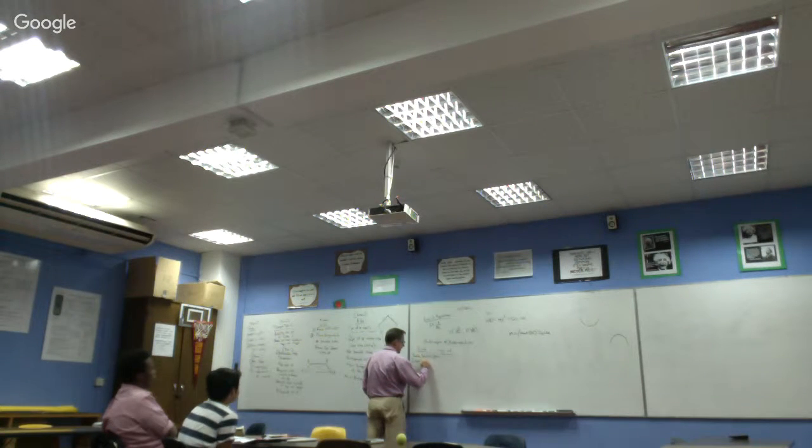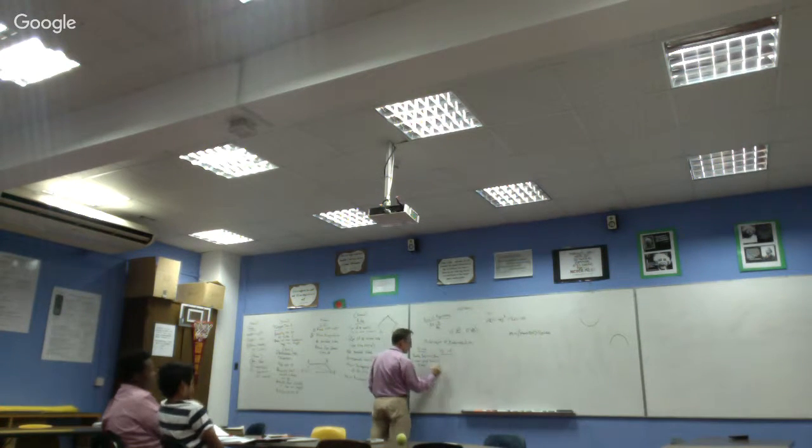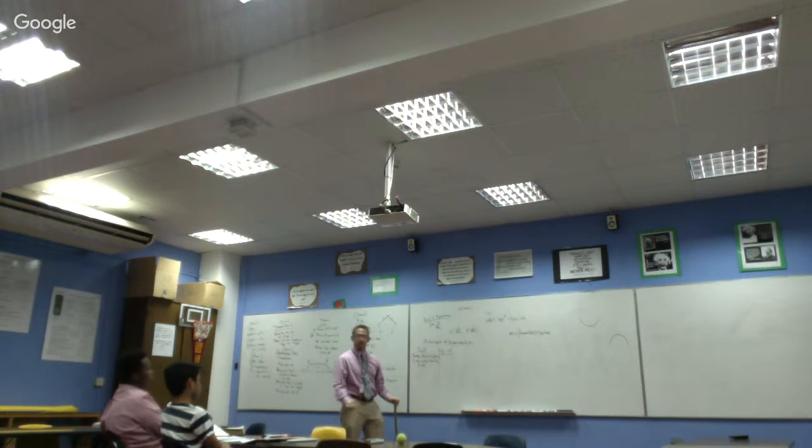Where the graph touches my x-axis. Okay. Well, what's a y-intercept then? Where it touches the y-axis. And there you go.